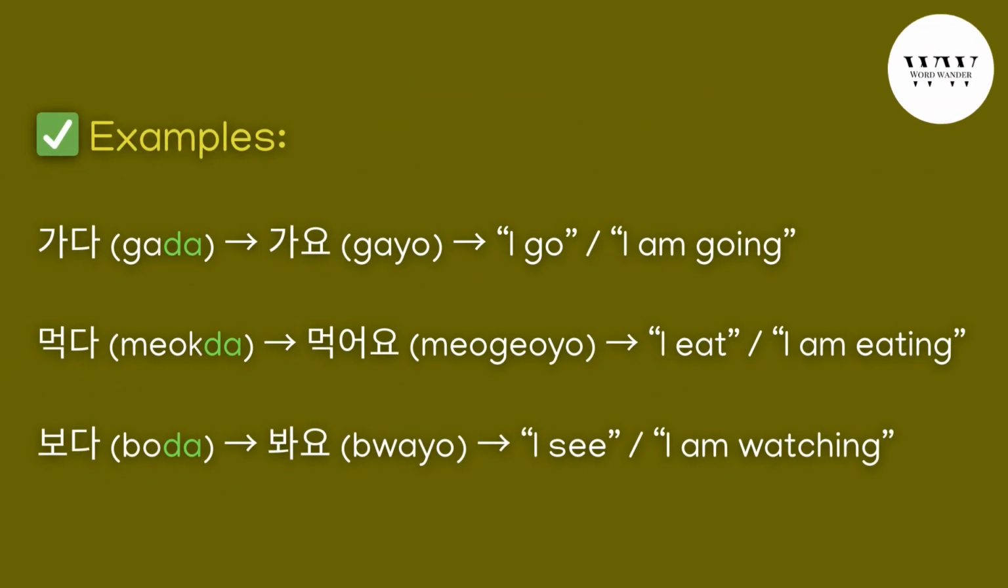Examples, gada. The present form is gayo, which means I go or I am going. 먹다. In present form, 먹어요, which means I eat or I am eating. 보다. In present form, 봐요, which means I see or I am watching.